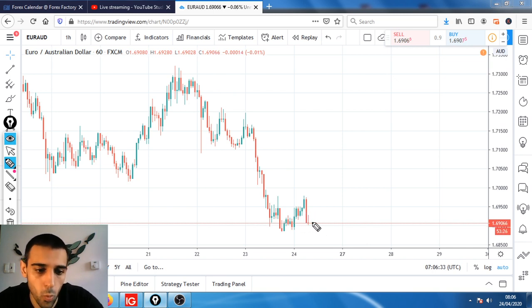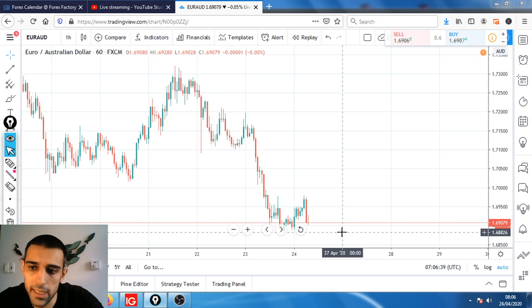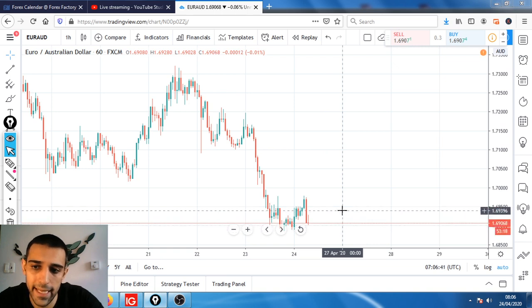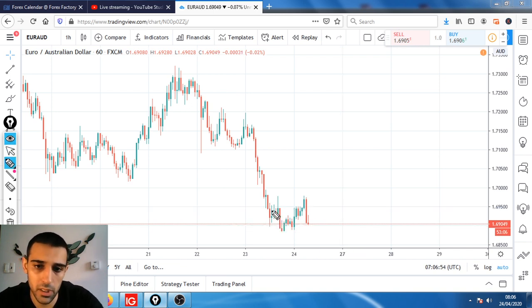So price might want to come up. We're currently sitting at about 69.10. If the price comes up, most likely I'll be looking for this area, about the 69.40 zone, where we got these highs and also these highs.